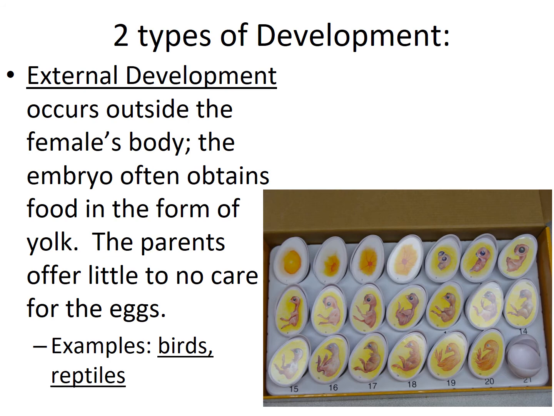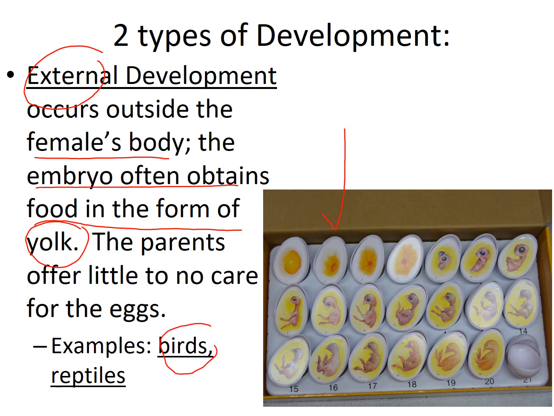So there's two types of development though. We have external and we obviously have internal. External is when it happens outside the female's body and the embryo obtains food in the form of yolk. Okay, so basically birds and reptiles.